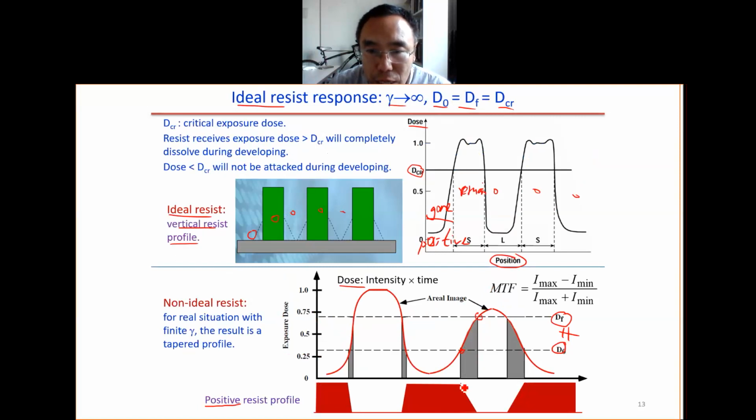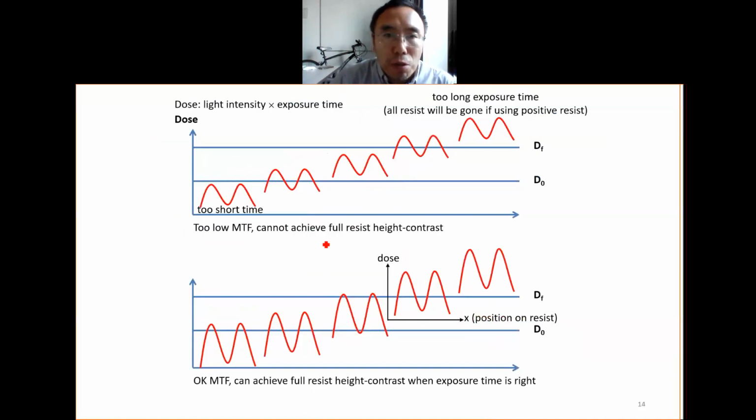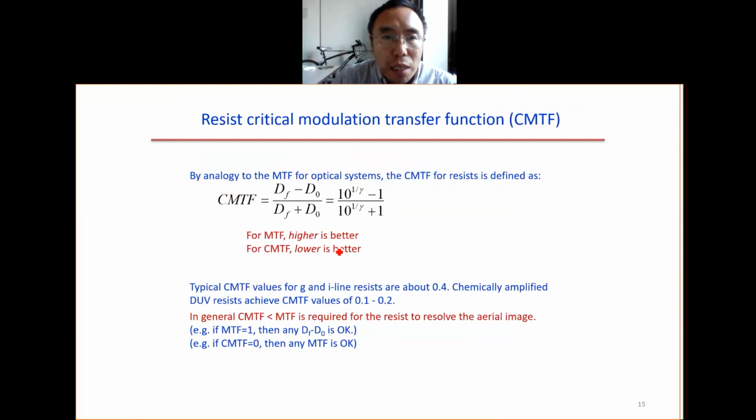That's why you see the slope, the resist slope. You see the slope like this, because it corresponds to this part. We will look back at this one later on. So for the resist, we know the df and the d0.